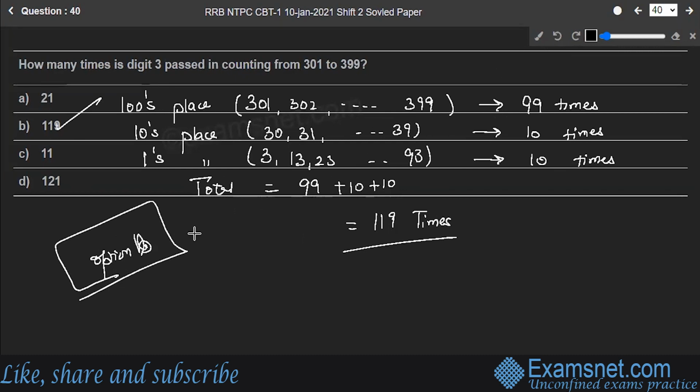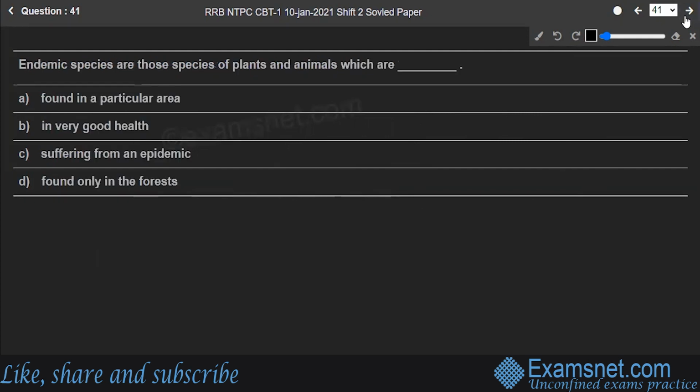Hope you understood this. Let's move to the next question, number 40. Endemic species are those species of plants and animals which are option 1, found in a particular area, in very good health, suffering from an epidemic, or found only in the forests.